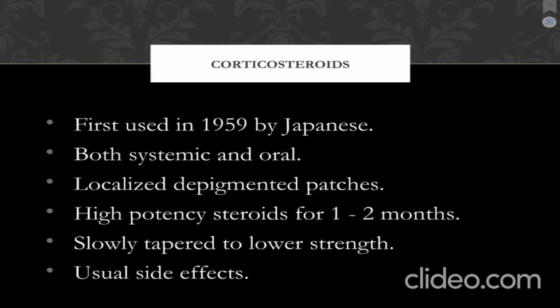So corticosteroids were first used in 1959 by the Japanese. Both types of corticosteroids are given, systemic and oral, for localized depigmented patches. High potency steroids for 1 to 2 months, and this corticosteroid is slowly tapered to lower strength and it has the usual side effects.